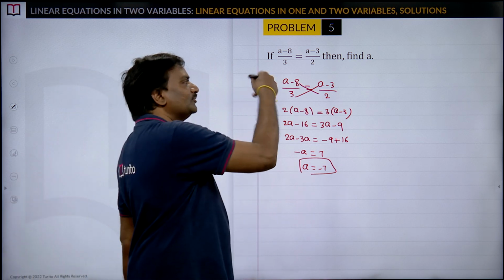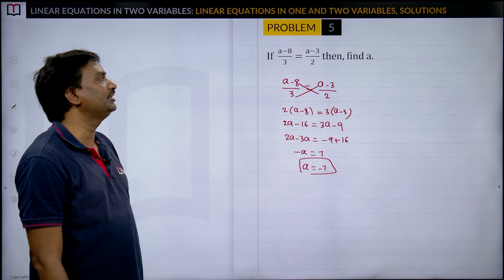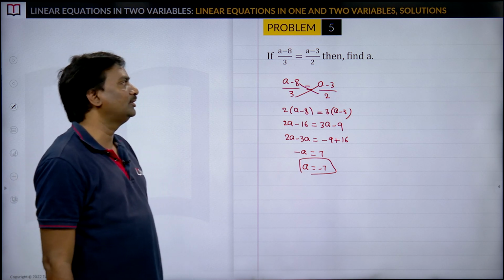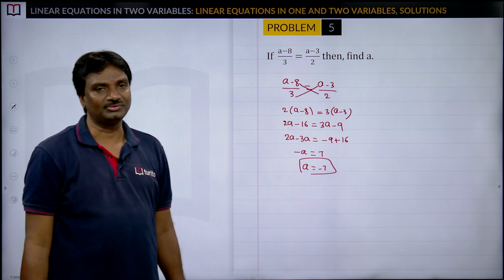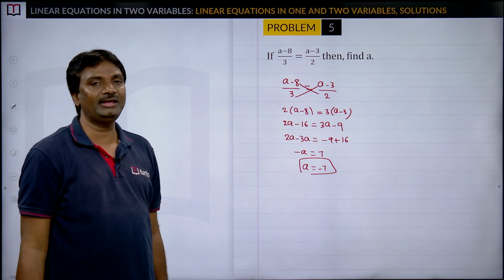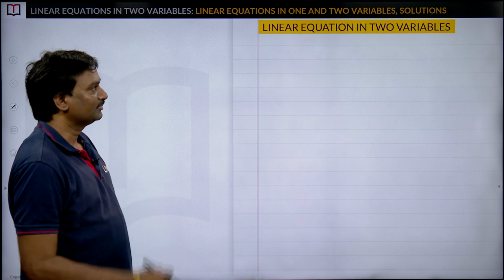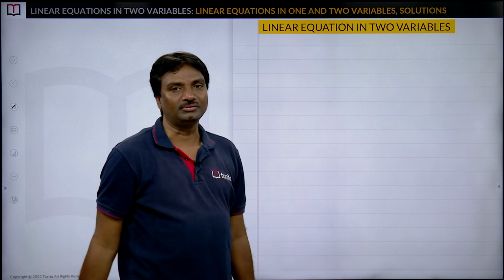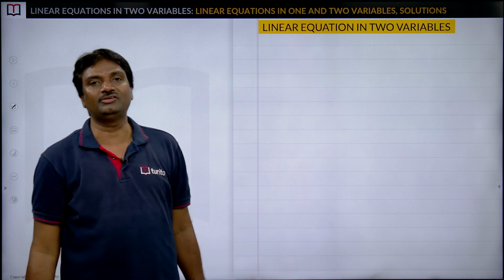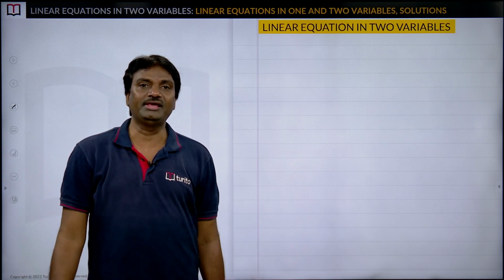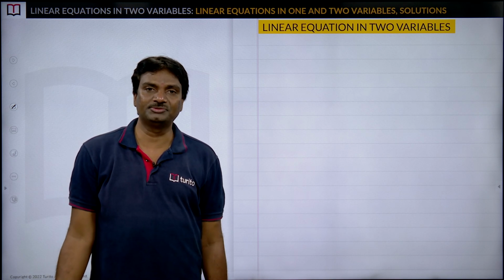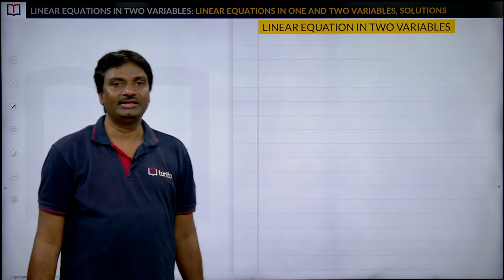So, that is the solution for the given linear equation a minus 8 by 3 equal to a minus 3 by 2. Simple problem. We can just cross multiply and simplify. Next, linear equations in two variables. So far we have discussed linear equations in one variable. We have just reviewed the concepts which we discussed in the 8th standard.